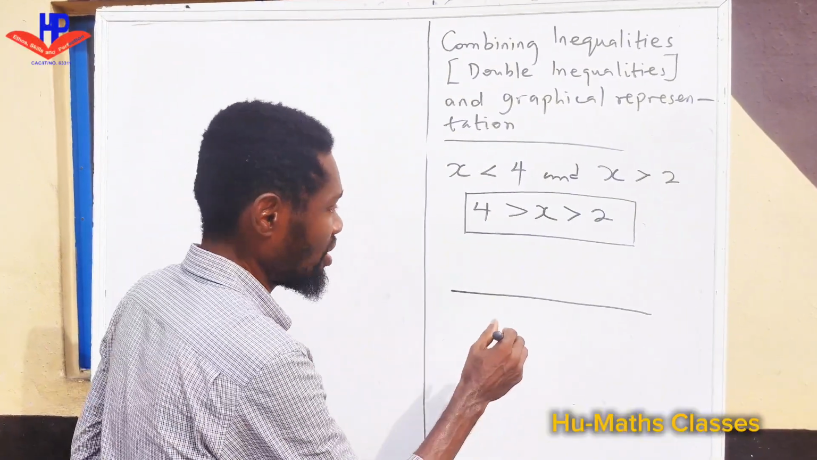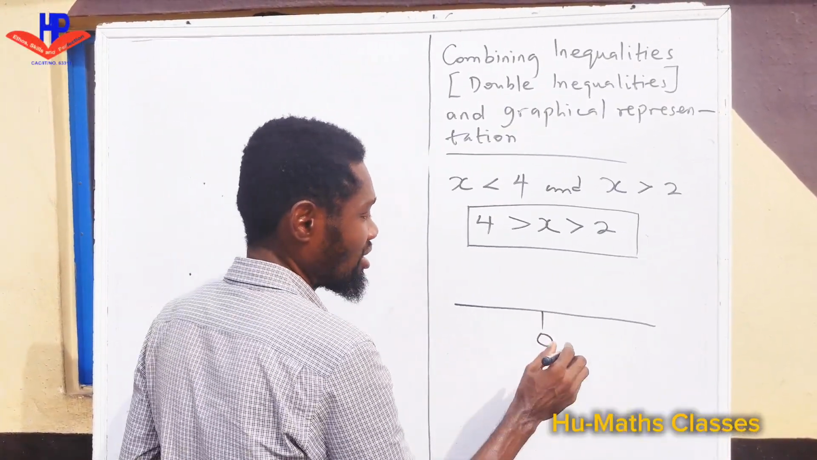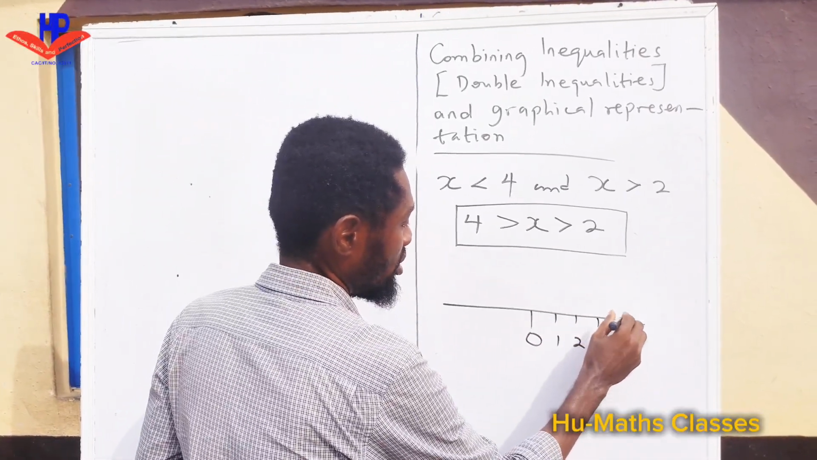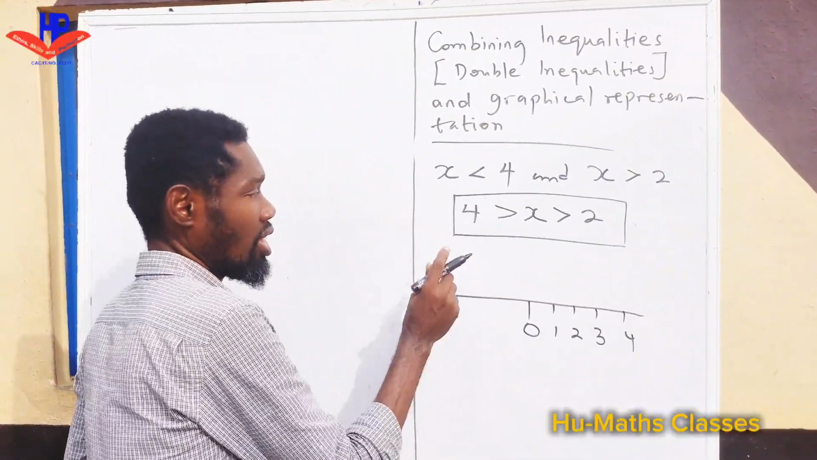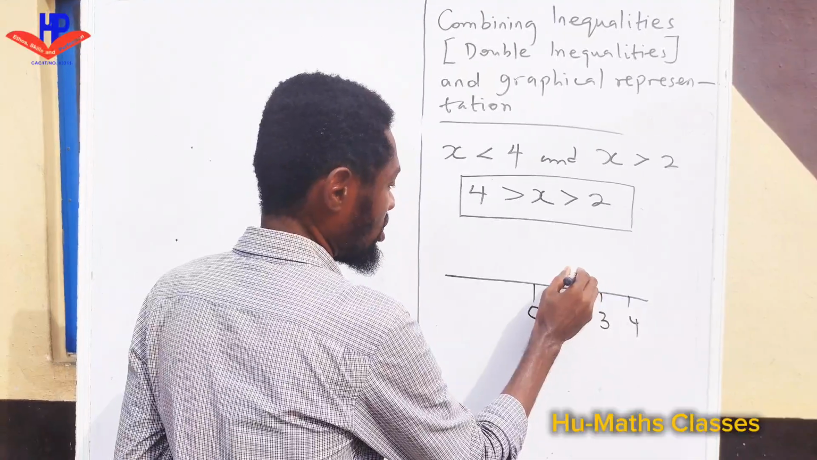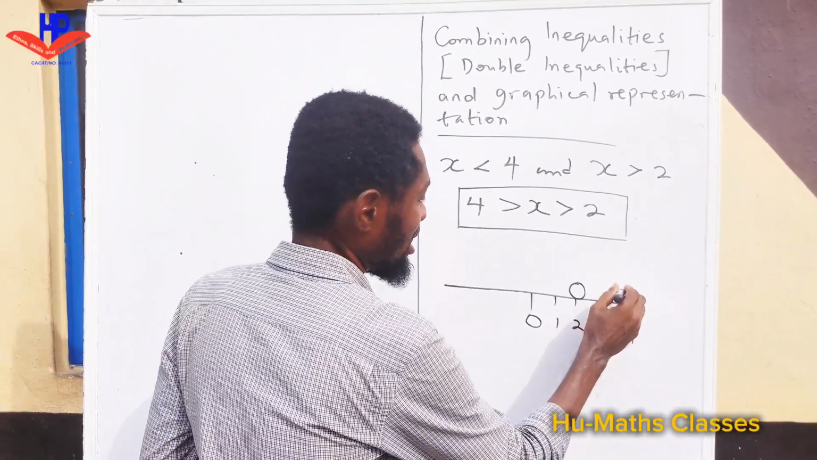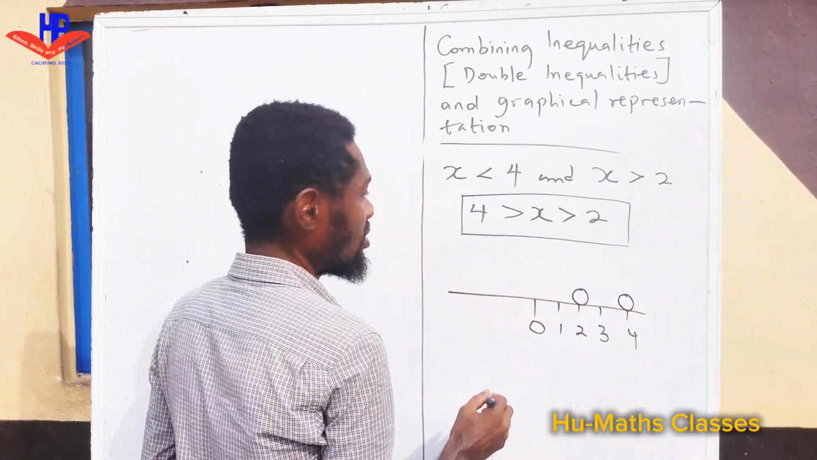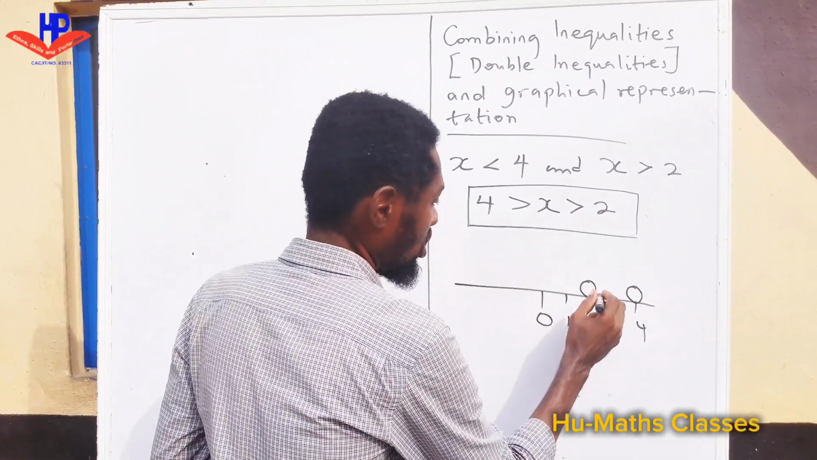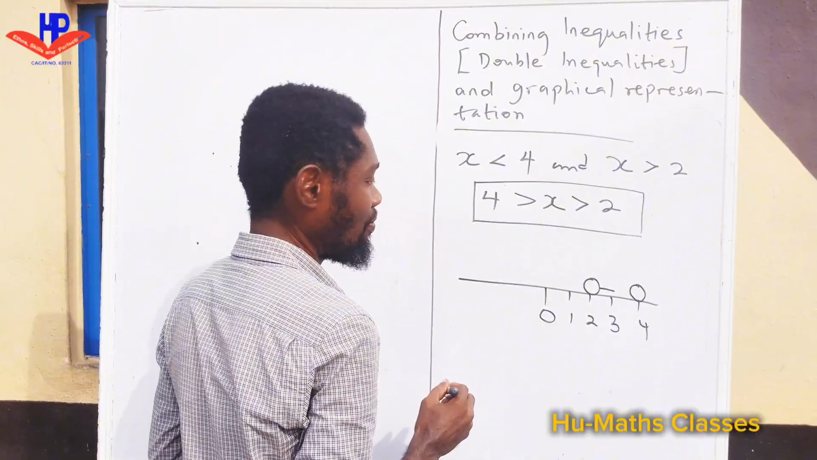So I will simply draw my center or origin, 0, and write my numbers 1, 2, 3, 4. We have number 4 and number 2. I will go to where we have number 2 and put my circle there, unshaded. I'll go to where we have number 4 and put my circle there, unshaded. x is greater than 2, so the direction goes this way, forward. x is less than 4.